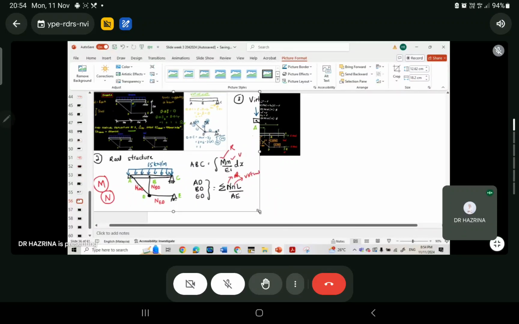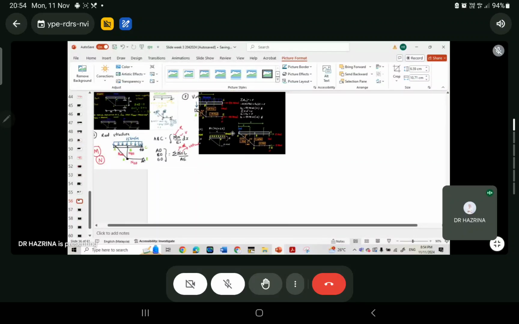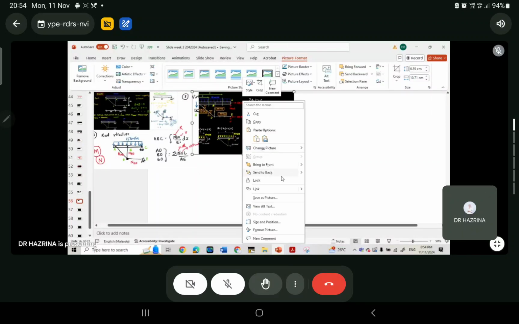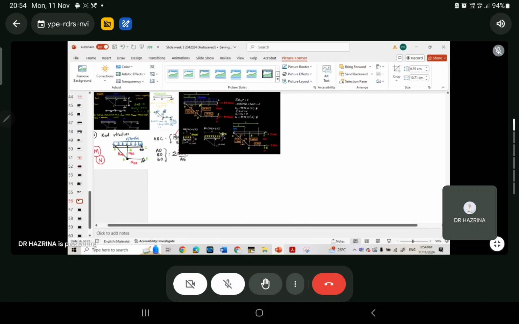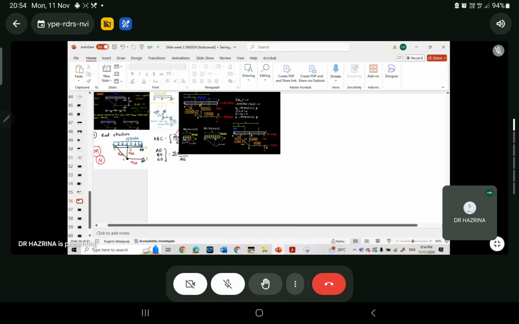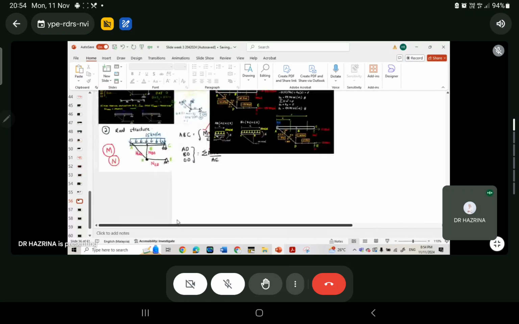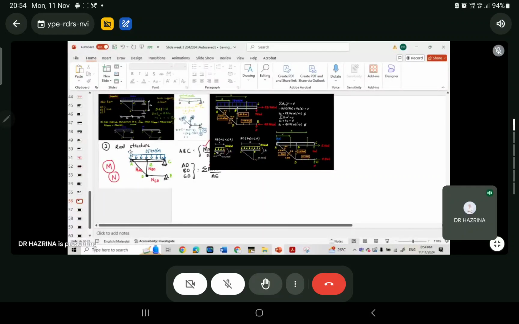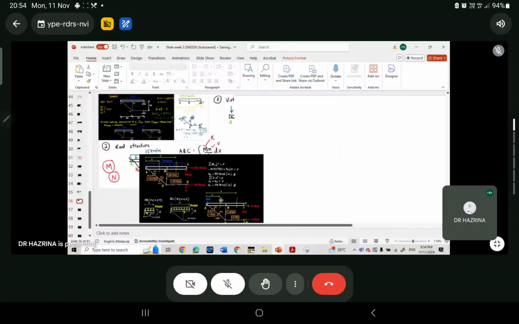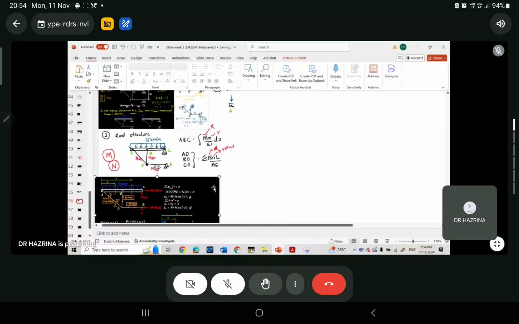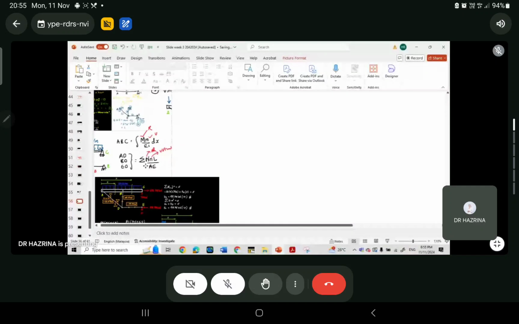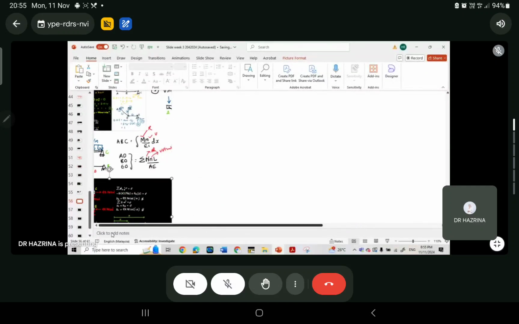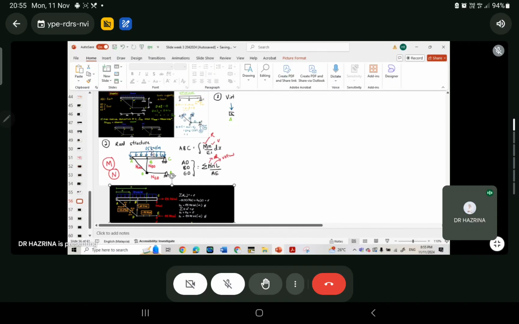Okay, so for the real structure, now we already know that you have that particular structure. So you have your real structure. Okay, basically you have your real structure.